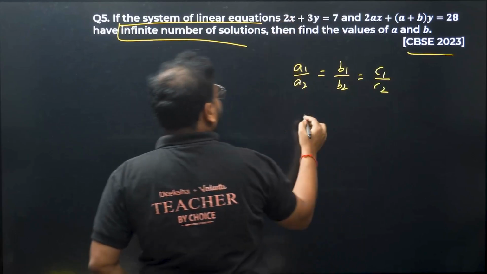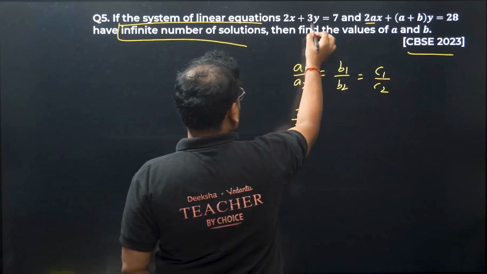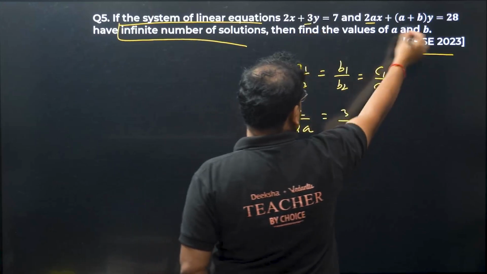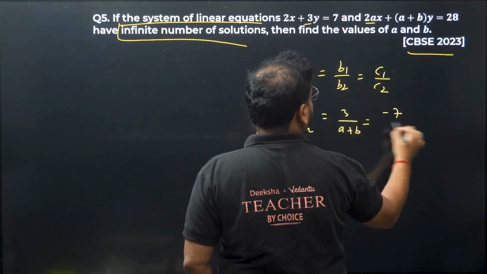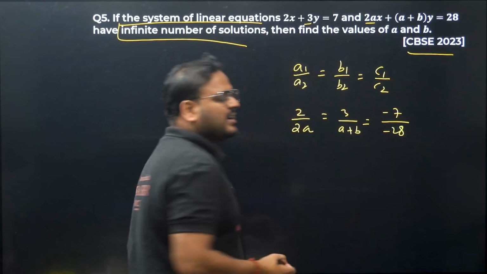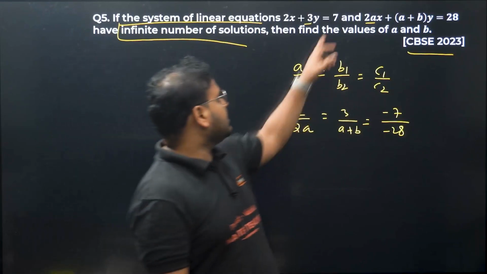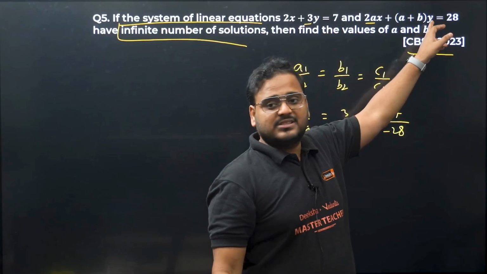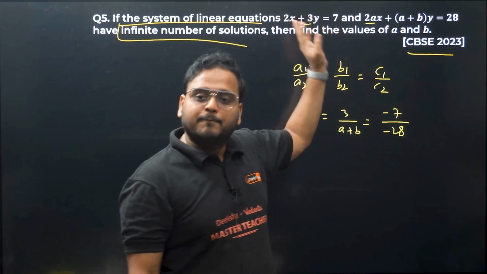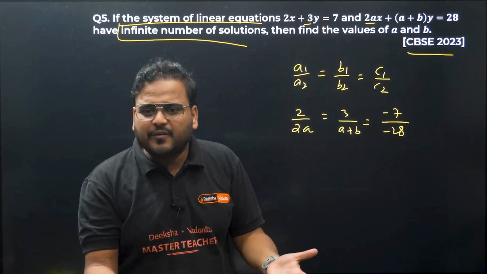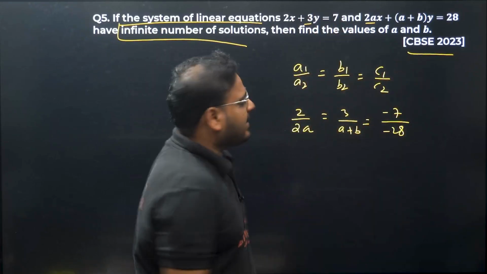a1 is where? 2. 2 upon 2a. 3 upon a plus b. And this side minus 7 upon minus 28. So we can write 7 by 28. We can write that, but I want you to make a good habit. Sometimes what will happen? They'll keep 7 over here, 28 over this side, and you'll get it wrong in that case. So if it is on the right hand side of the equal to sign, try to write minus 7 and minus 28. Is it difficult to do that? Of course not. Write this as minus 7 upon minus 28. Rest you can cancel again, right?